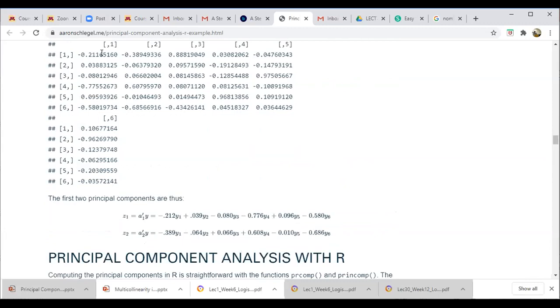Take a look at this. I'm going to use the eigenvector values. Look at that. Minus 0.211, whatever. Look at that. It's right here.